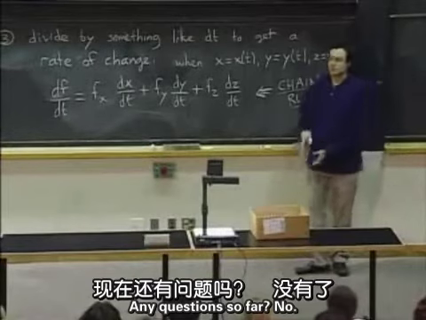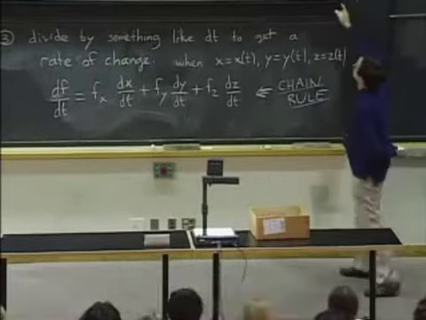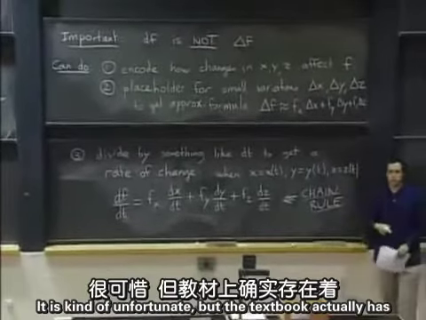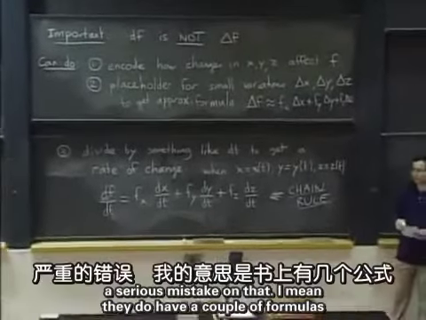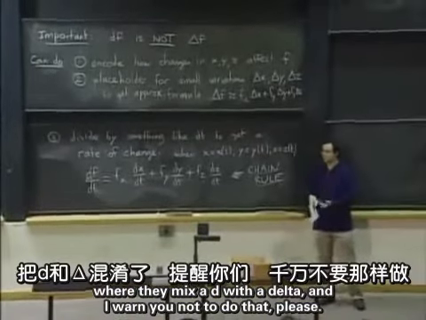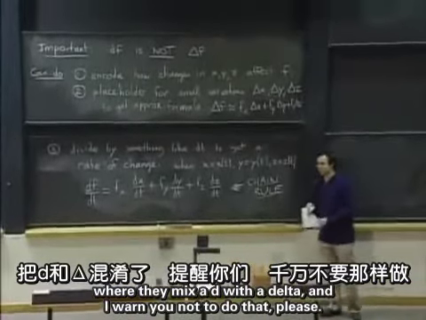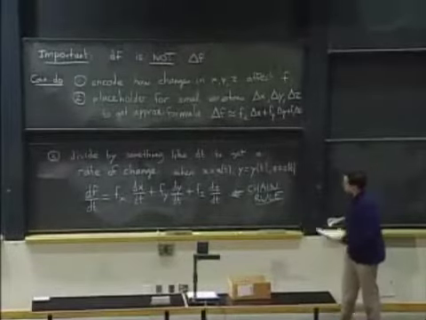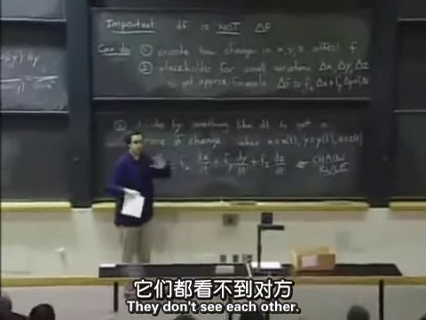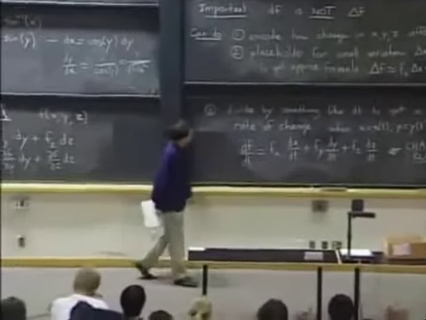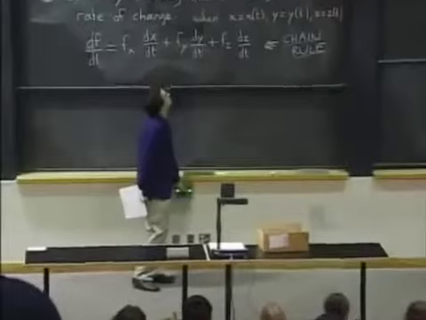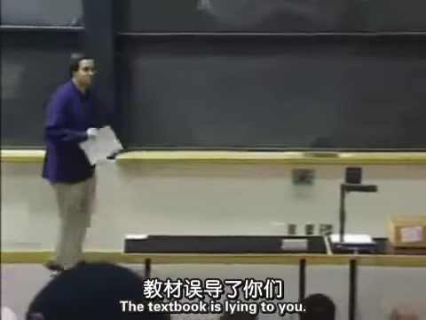No? Okay, so a word of warning in particular about what I said up here. It's kind of unfortunate, but the textbook actually has a serious mistake on that. I mean, they do have a couple of formulas where they mix a d with a delta, and I would like you not to do that, please. Okay? There's d's and there's deltas, and basically they don't live in the same world. They don't see each other. The textbook is lying to you.